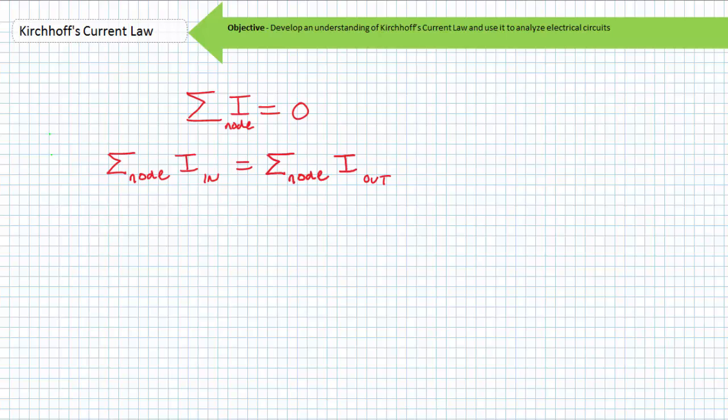Keep in mind we'll be applying KCL to very simple circuits in this lecture, but be aware that KCL can be applied to even the most complicated of circuits. For any single node, the sum of incoming currents will always be equal to the sum of outgoing currents.